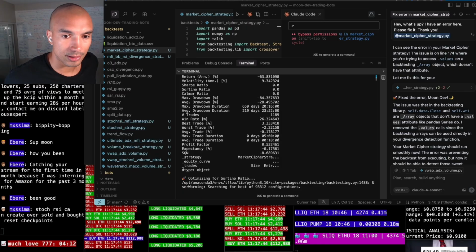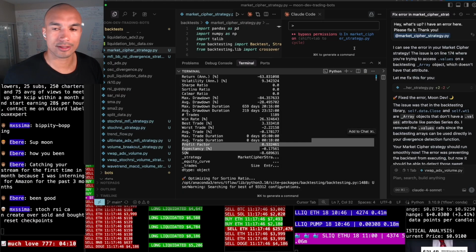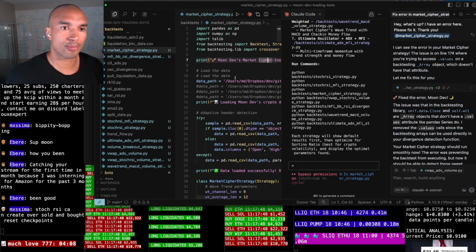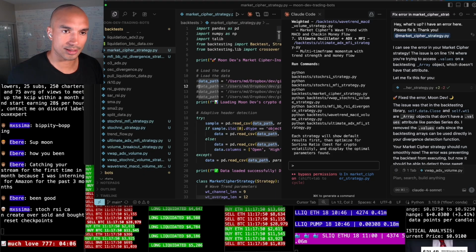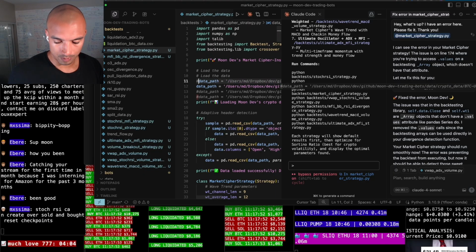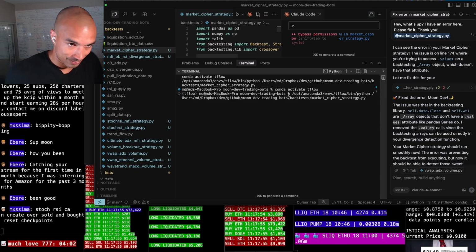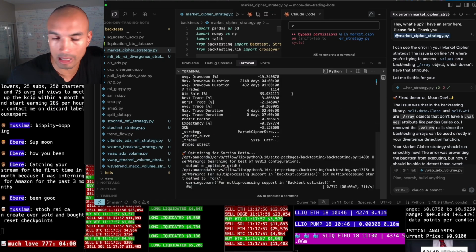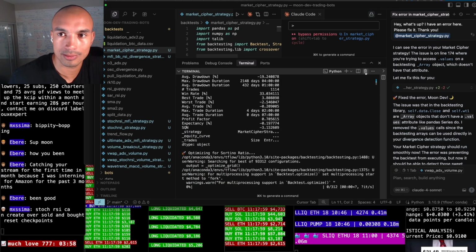Okay, here we go. So, negative 0.17. Looks like it's fixed. I'm looking for 0.2, dude. 0.2 expectancy minimum. Then I'll look into the strategy. Do this game however you want to do it. This is how I like to do it.